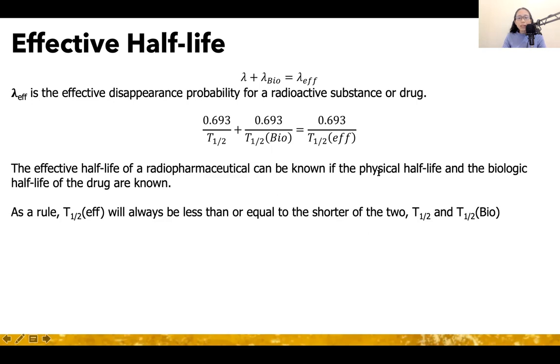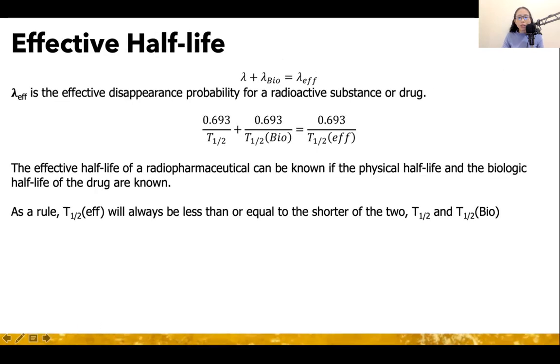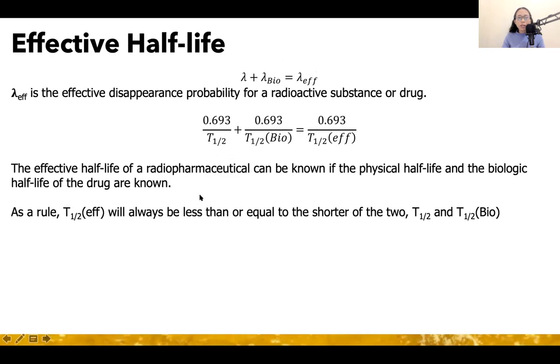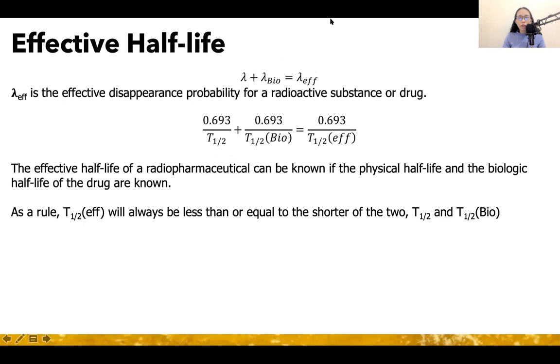Now, this is under the assumption that in your biologic half-life, we are assuming a mono-exponential behavior. So it doesn't follow this series of exponential terms, but rather only a mono-exponential behavior. Of course, if it's the series of exponential terms, then we have a lot of terms in this equation. So for the purpose of this subject, we will only consider mono-exponential biologic distribution and disappearance.